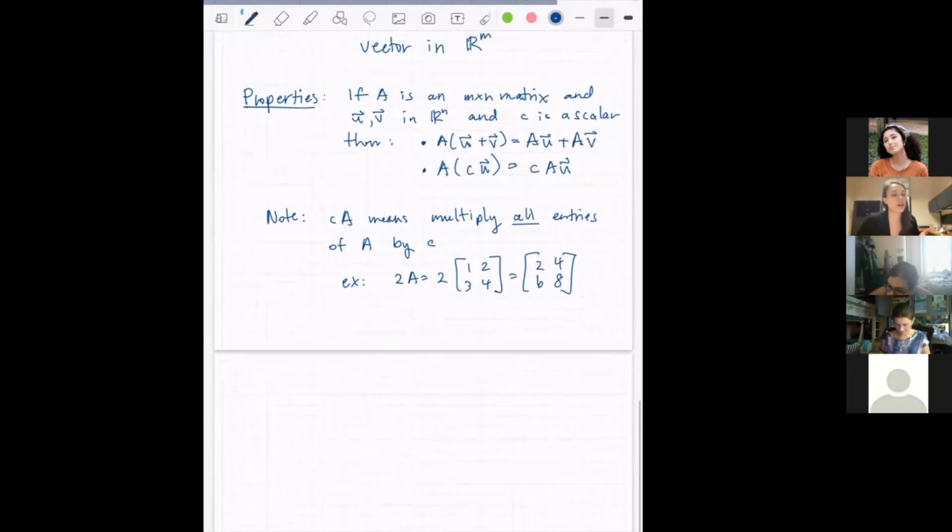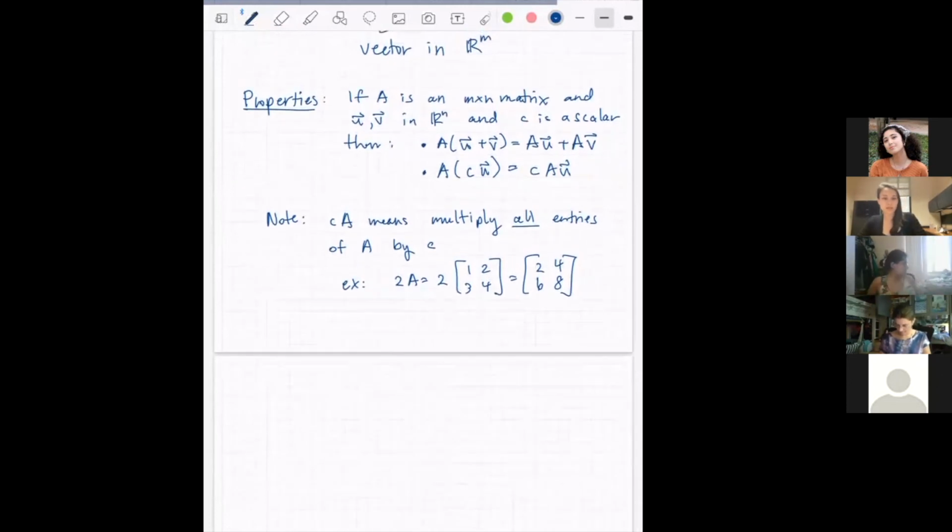Okay, so now we can actually talk about the matrix form of a system of equations. So we started off talking about the vector form, and this is just another form we can write down a system of equations in. So matrix form.